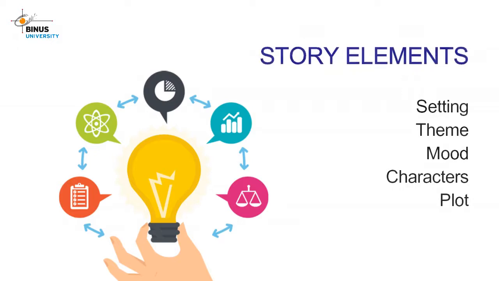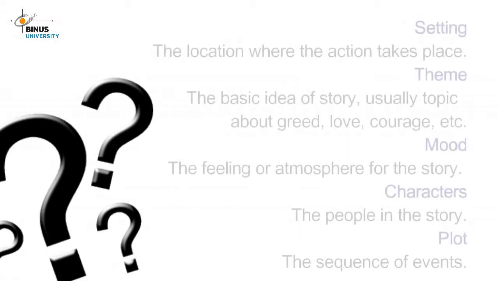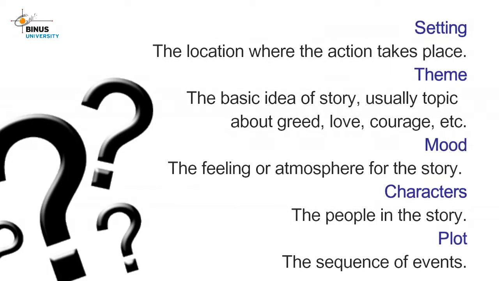There are several important elements which make up a story, such as setting, theme, mood, characters, and plot. So what are these exactly? Take a look at the screen. So setting is actually the location where the action takes place. Meanwhile, theme is the basic idea of the story, usually a topic about greed, love, courage, etc.